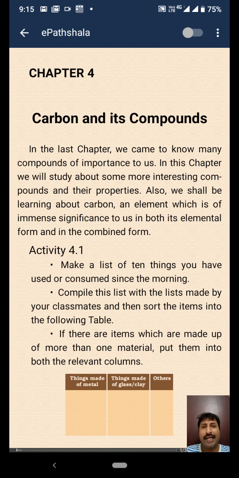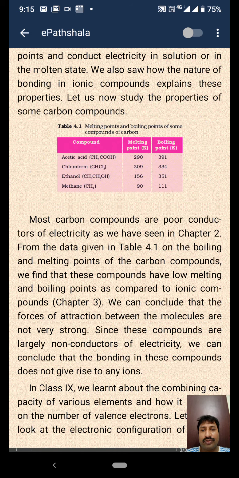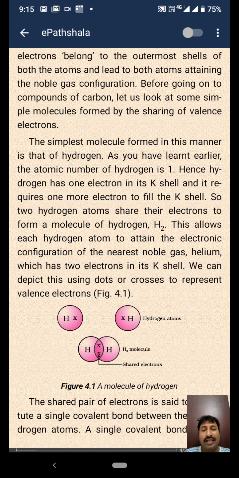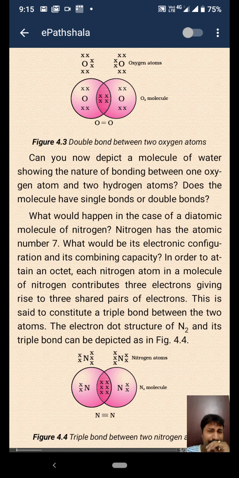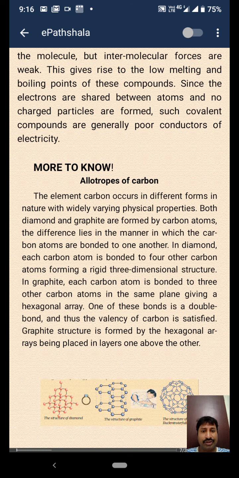An important chapter: carbon and its compounds. Carbon has a valency of 4, and that's the reason it forms covalent compounds, where atoms are joined together by sharing. Examples are many, like methane gas, CH4. See how to draw the dot structure of methane. You should be very careful on this.